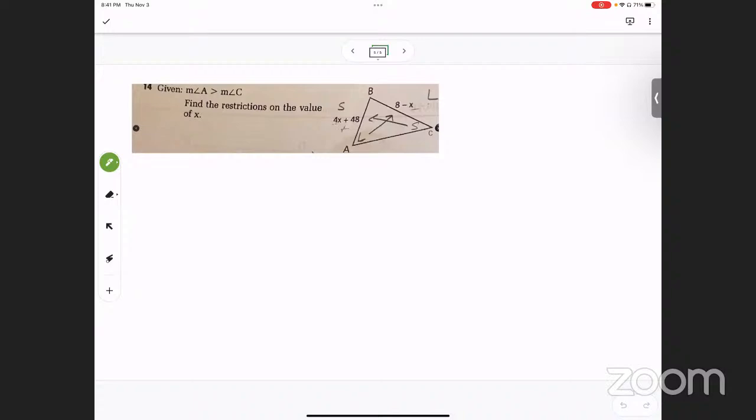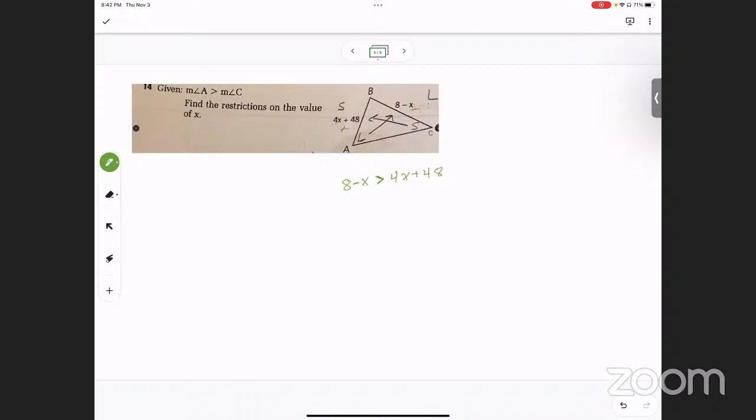Okay, find the restrictions on the value of x. Okay, these are kind of tricky here. Given that the measure of angle A is greater than the measure of angle C, so they're telling you that A is bigger than C. That would mean that the side across from it has to be bigger than the side across from the other one. You understand how I came up with that?